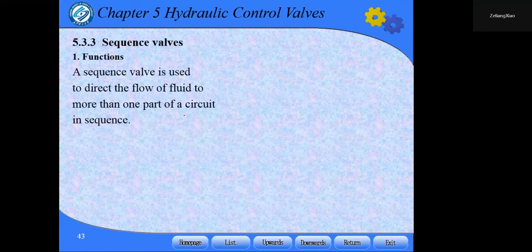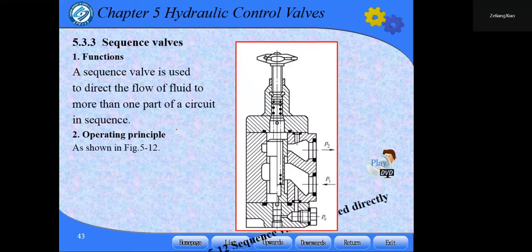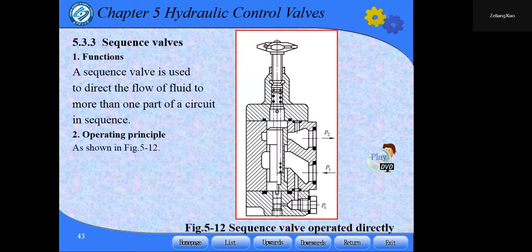Sequence valve and its function. A sequence valve is used to direct the flow of the fluid to more than one part of the circuit in sequence.